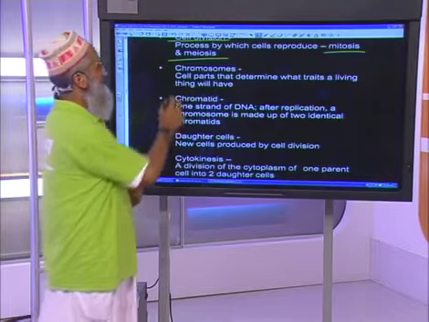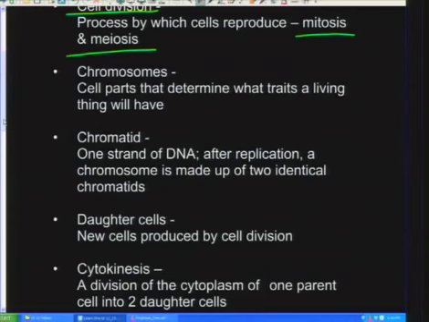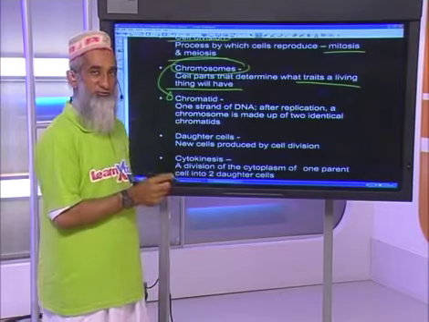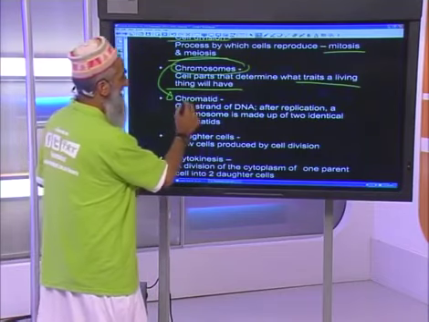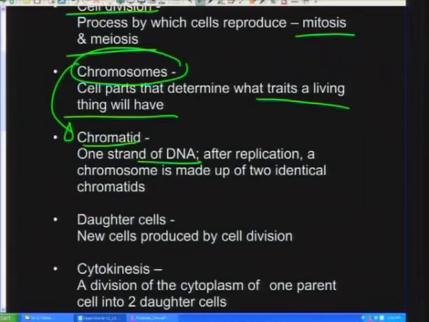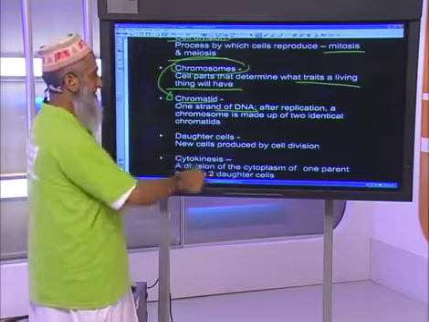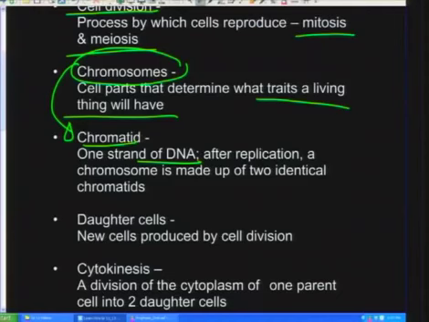Chromosomes are cell parts, and we learnt about chromosomes when we started with DNA, that determine what traits a living thing will have. In other words, what we said earlier, chromosomes are made up of two chromatids. Chromatids are a strand, one strand of the set of chromosomes. And we also went further to say that a chromatid is made up of DNA. So a chromosome is made up of two chromatids. The chromatids are made up of long strands of DNA. We spoke about this before. Obviously, after replication, a chromosome is made up of two identical chromatids.